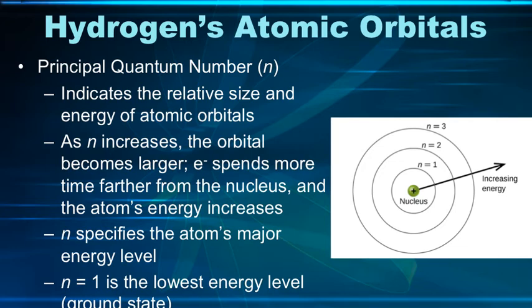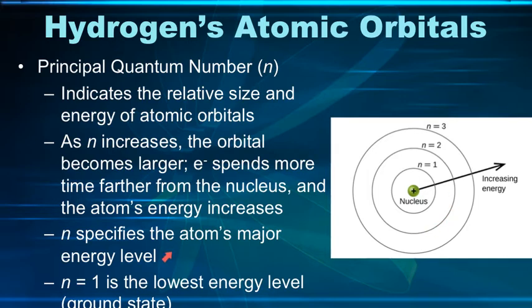But this indicates the relative size and energy of atomic orbitals. So if n equals 1, it's closest to the nucleus and it's the smallest. It's also the lowest in energy. n equals 2 means it's going to be slightly bigger than n equals 1, and it's going to have more energy in it. And n equals 3 even more energy, but the same shape, depending on the shape of the orbital, which we'll see later on, but more energy to it. As n increases, the orbital becomes larger, the electron spends more time further from the nucleus, and the atom's energy increases. So again, you're farther away from the nucleus, it takes more energy to stay there.